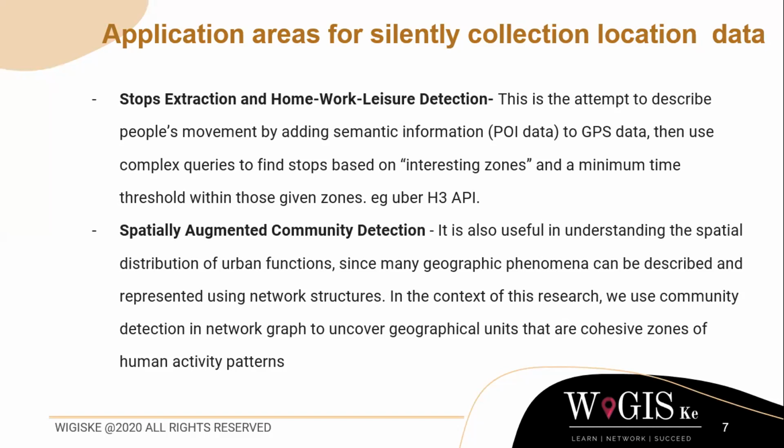So if you have used Uber, they know your location, they know where you're coming from, they know where you're going, they have a bit of information about you. And I'm saying this is silently collected information because you don't allow them to collect a lot of information from the public. And these are some of the ways that some of this information is being used. So the first one is the stops, extractions, and homework leisure detection.